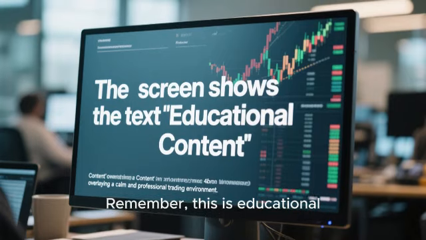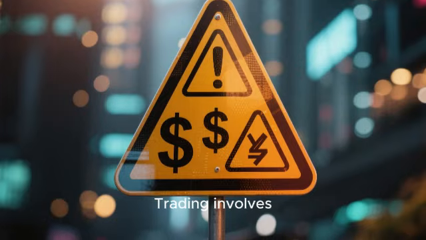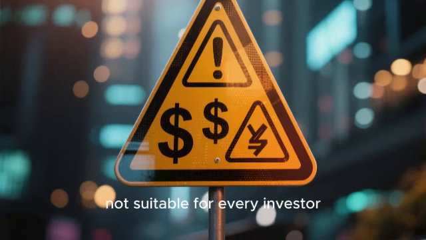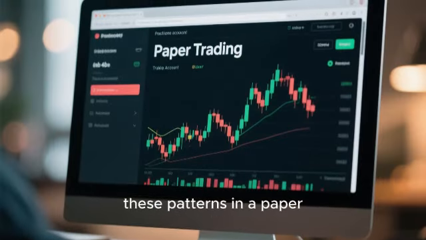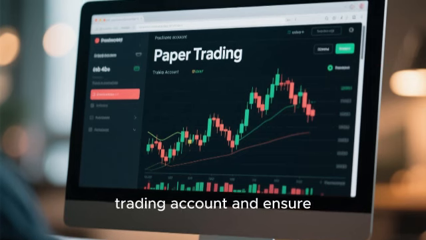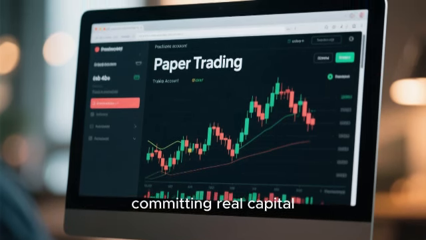Remember, this is educational content and not financial advice. Trading involves substantial risk and is not suitable for every investor. Please practice these patterns in a paper trading account and ensure you fully understand the risks before committing real capital.